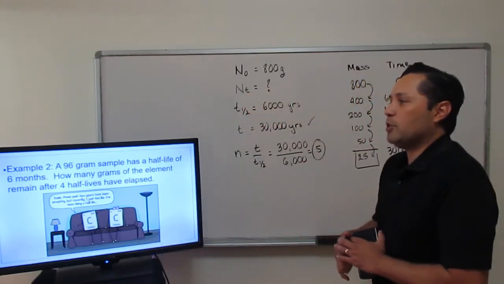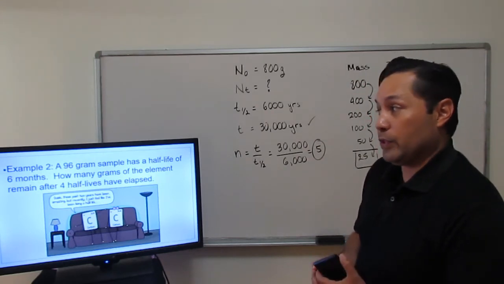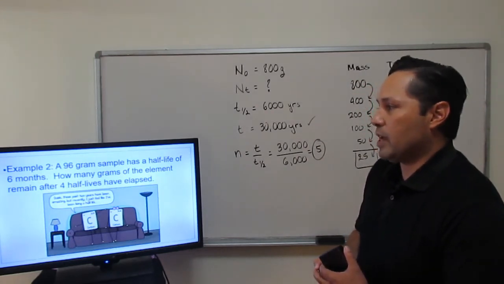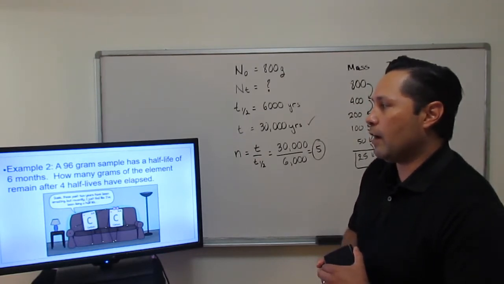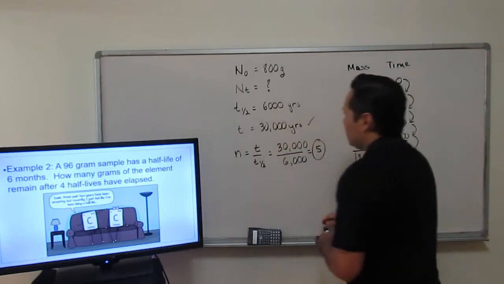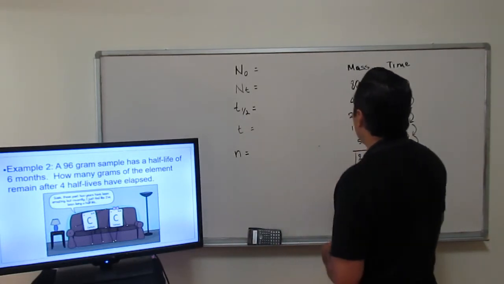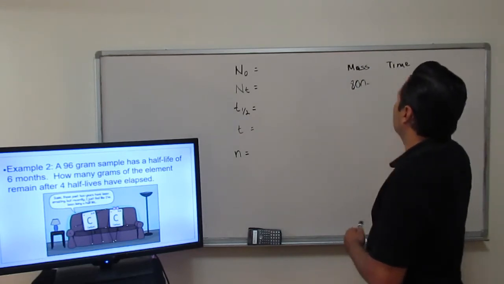Now, let's move along to the example. A 96 gram sample has a half-life of 6 months. How many grams of the sample remain after 4 half-lives have elapsed? Let's go ahead and write down all the information that's given to us.